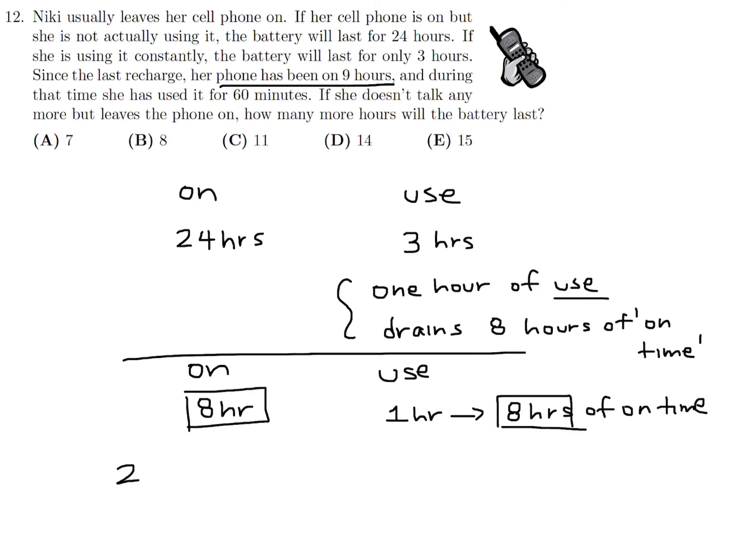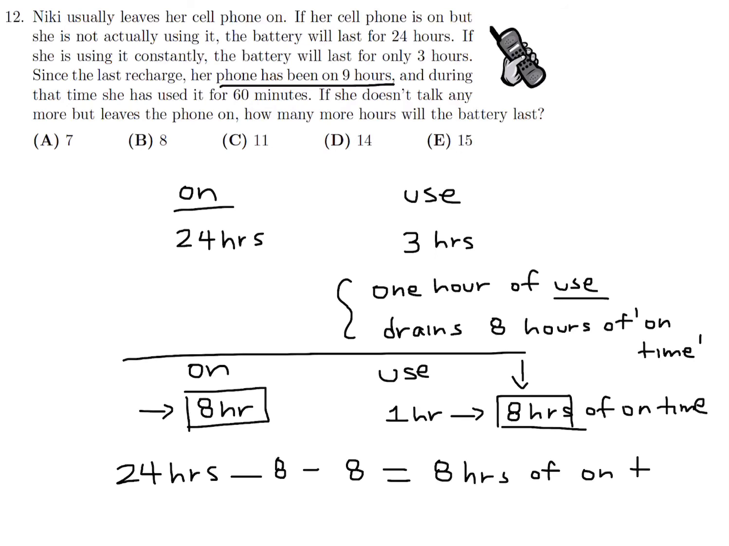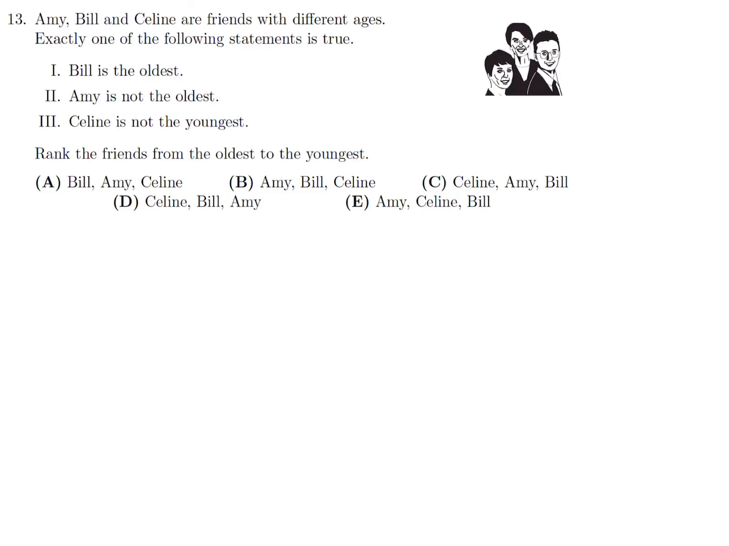So we start, of course, with 24 hours of on time when the phone is charged. We drain 8 from here, and then we drain another 8 from right here. So what's left? 24 minus 8 minus 8, 24 minus 16, which is 8. 8 hours of on time is remaining. And therefore, number 12, the answer is B.